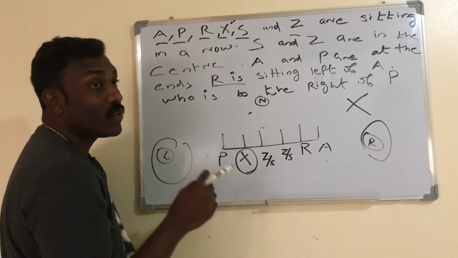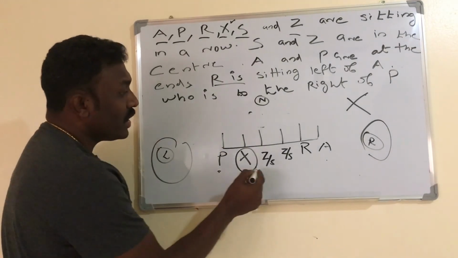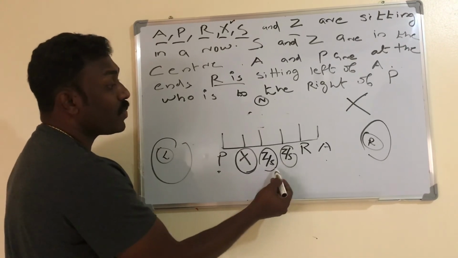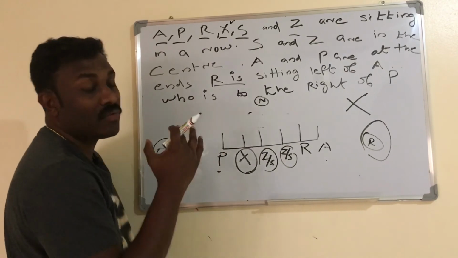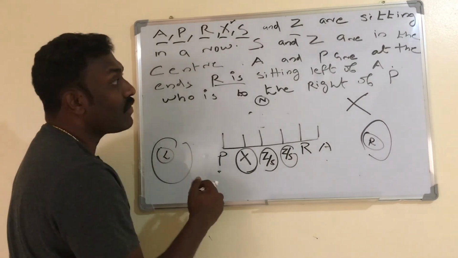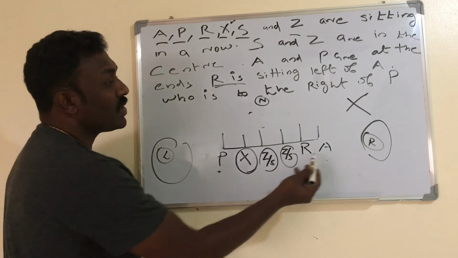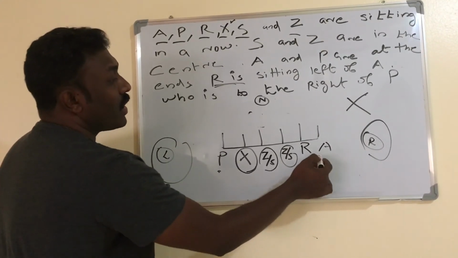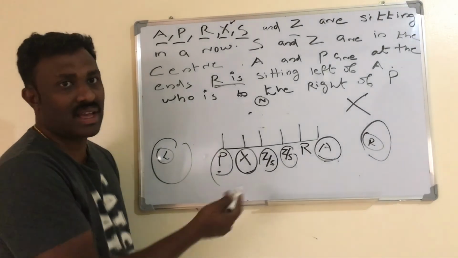Sometimes you cannot confirm who is coming at a particular point. In that situation you can put it like this: here I don't know which alphabet will come. Like before, they told only that P and A will be at the ends. I don't know which end P will come, which end A will come. But in the second condition they told that R is sitting left of A, which means A should be on the right side. So I assume that A will come here, P will come here. Then any question they ask, I can answer.